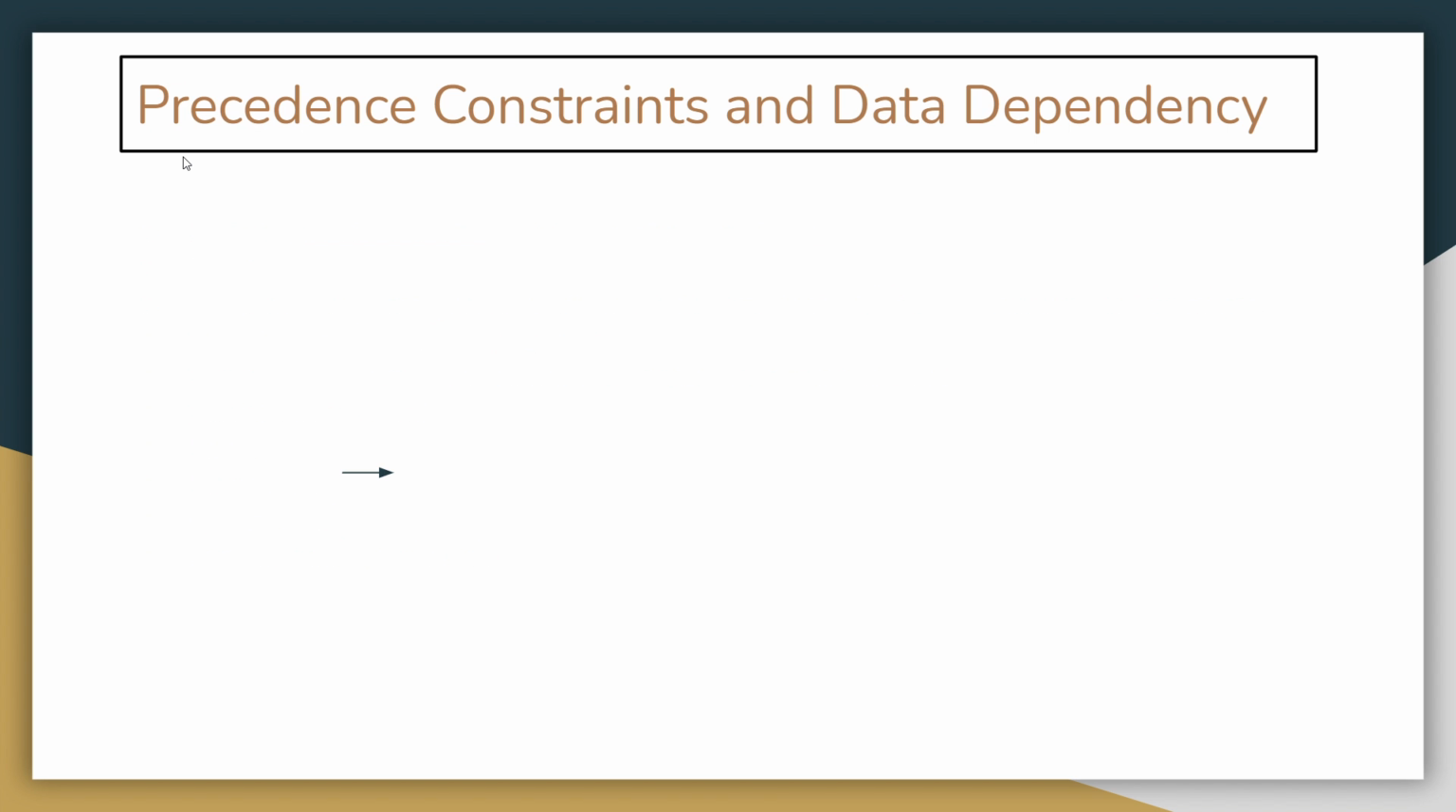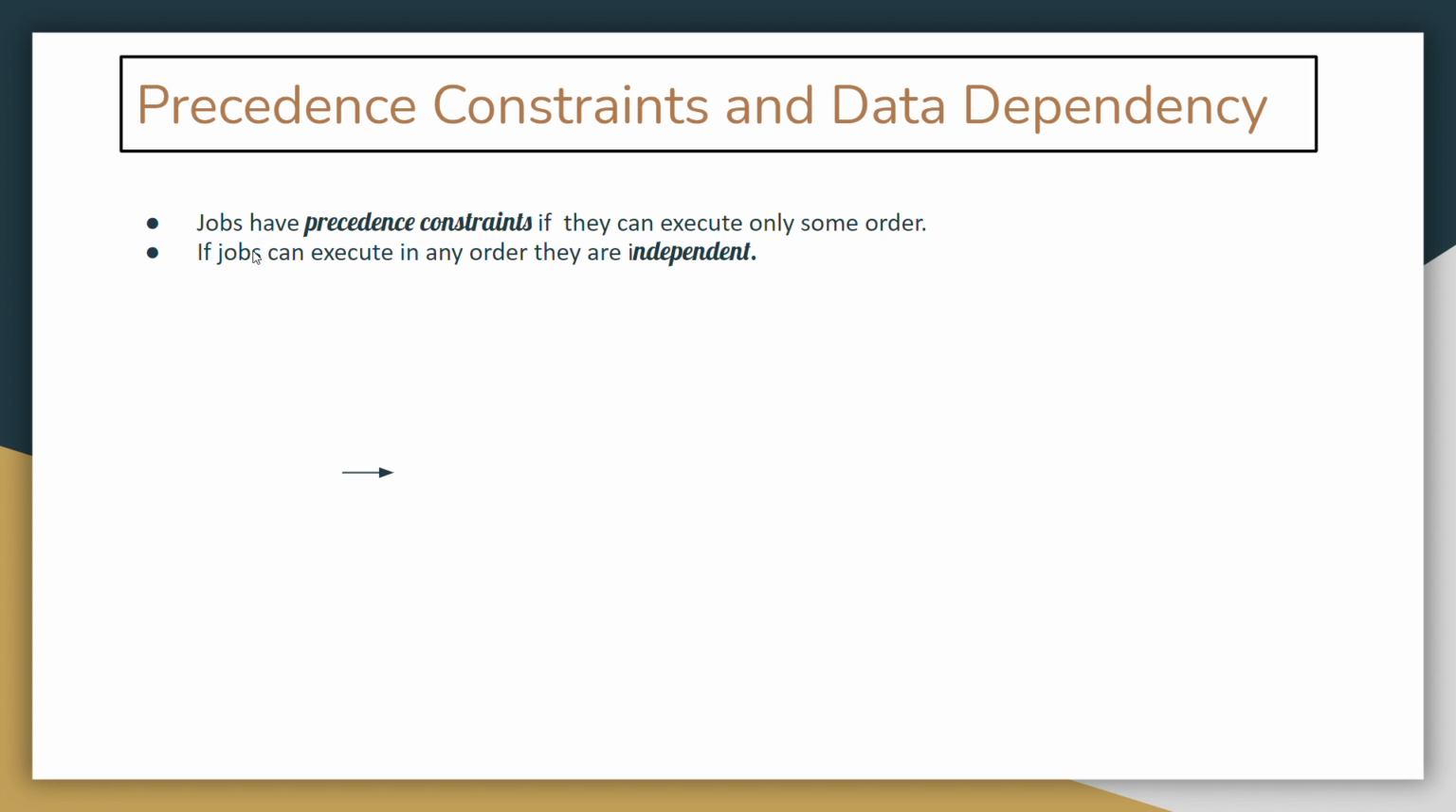Now coming to the precedence constraints and data dependency among tasks or jobs. In a real-time system, there will be a set of tasks. There may be dependencies among tasks or jobs within the same task or within different tasks. So jobs will be there in different tasks, and there may be dependency across tasks within the same task. So here, jobs have precedence constraints. They can execute only in some order. If jobs of a task can execute in any order, they are independent.